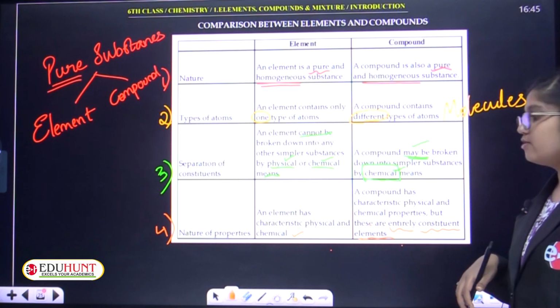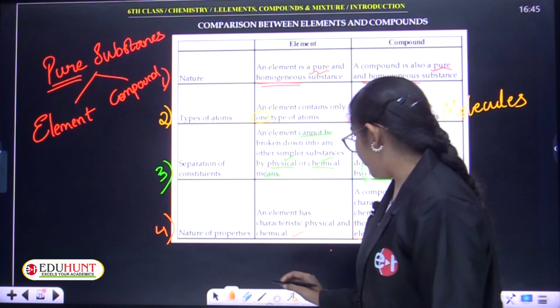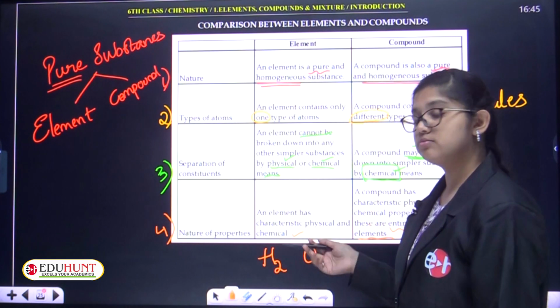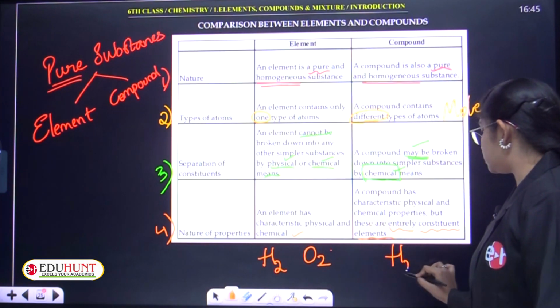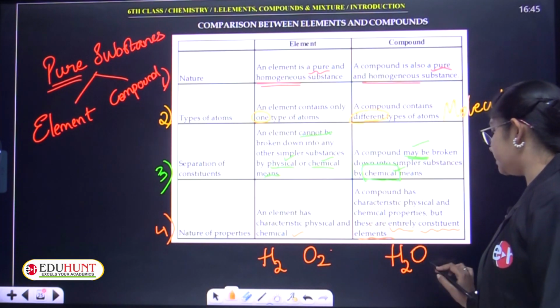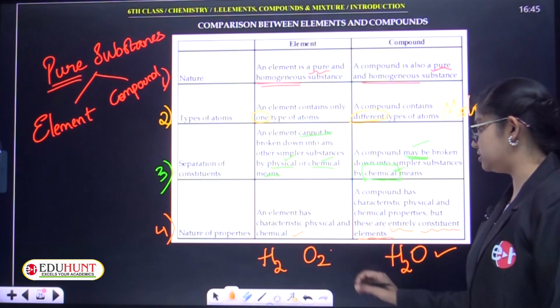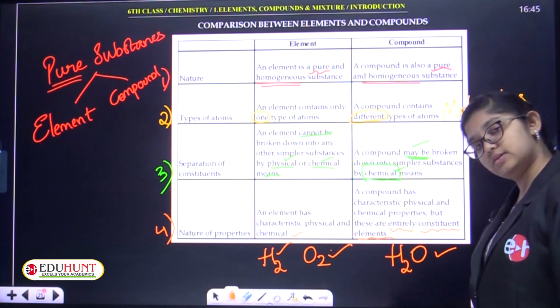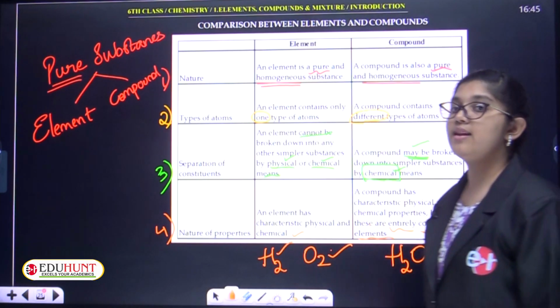different. Okay. For example, let's take hydrogen and oxygen elements. But when they group together, they have entirely different properties from the constituent elements. Hydrogen is in gaseous form, oxygen is in gaseous form, but a water molecule is in liquid form.